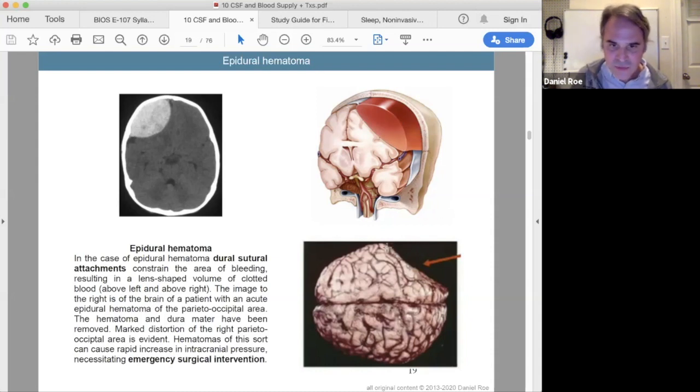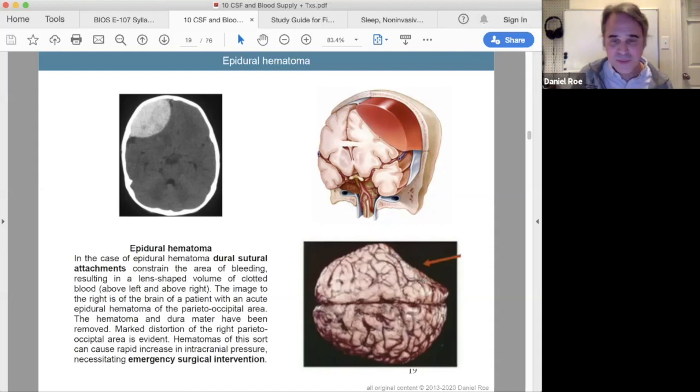And then down here, we have a brain. Look at that. That's incredible. This is parietal over here. So this is, if you can't tell, anterior, posterior. And so this epidural hematoma was constrained into the parietal area. And just look at how it depressed that brain. And presumably this is what killed this person.